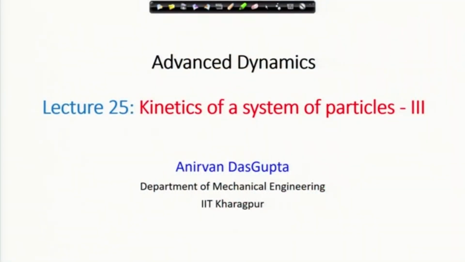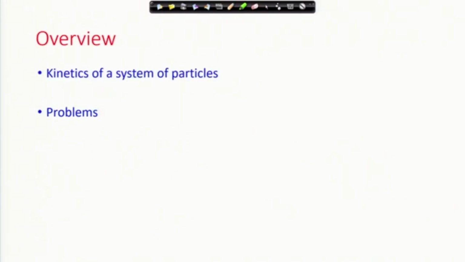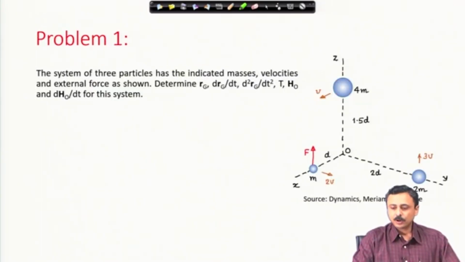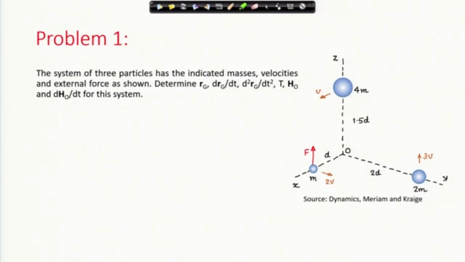We will continue discussing the kinetics of a system of particles. In this lecture, I will discuss problems based on what we have discussed in the past two lectures. This is a problem from the book of Meriam and Craig. It says the system of three particles has the indicated masses, velocities and external force as shown.